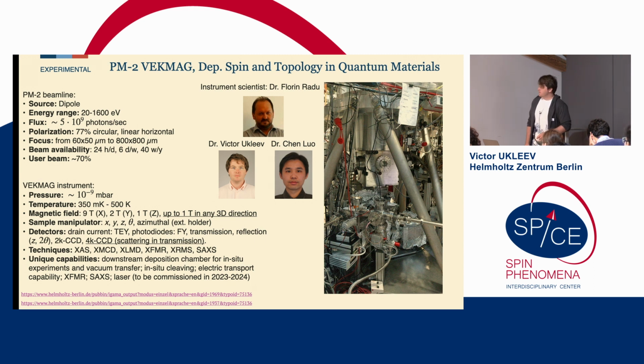We have about 30% of beam time dedicated to our experiments and machine commissioning, and about 70% of beam time for user experiments, so anyone can actually apply and come for the measurement. Important features of the setup are that it's optimized for small-angle X-ray scattering in transmission geometry, because we have a large CCD detector. We can also go to low temperatures and high magnetic fields, and most importantly, we can apply a vector magnetic field up to 1 Tesla in any direction.